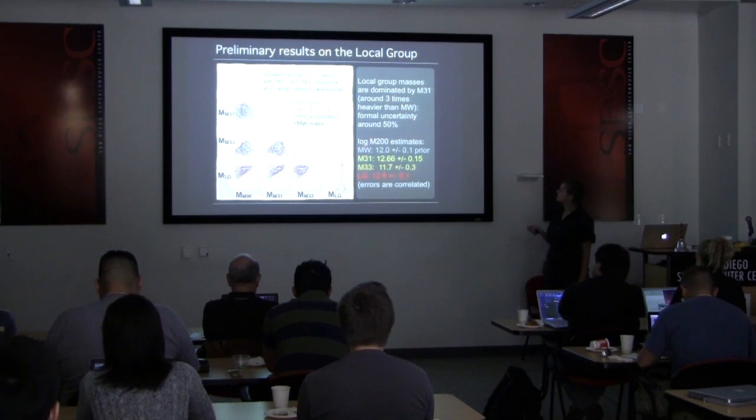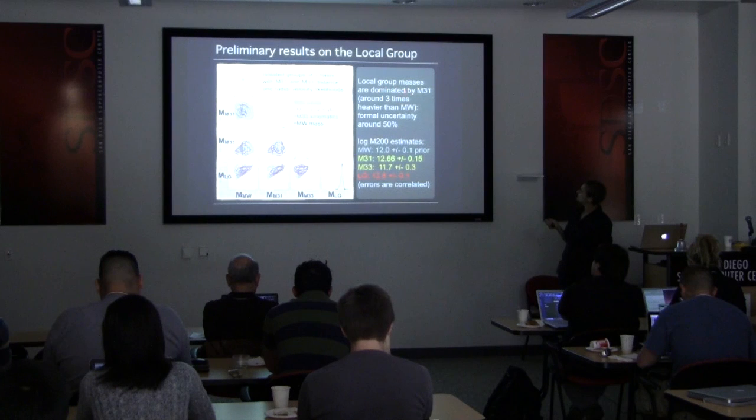Okay, and this is what you find. This is what the posterior distribution looks like for these various parameters. The local group masses are dominated by M31. That result comes out quite strongly if you add this constraint on the Milky Way mass. It's much weaker if you don't.